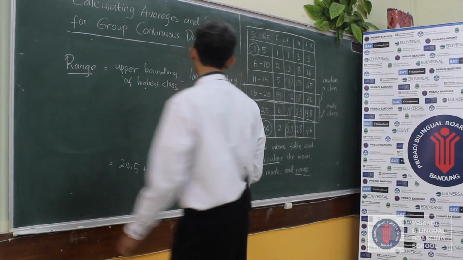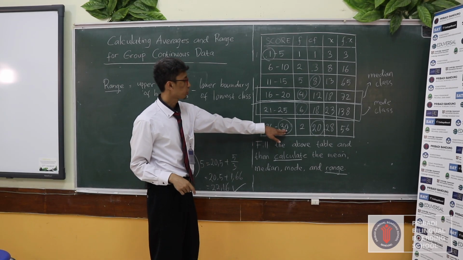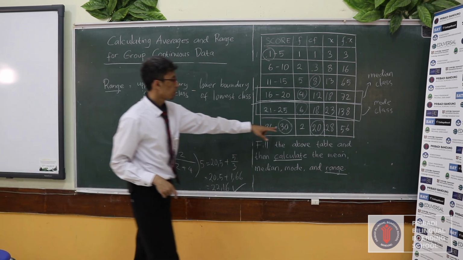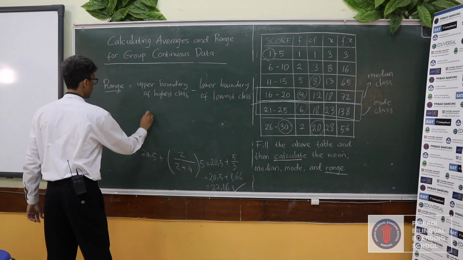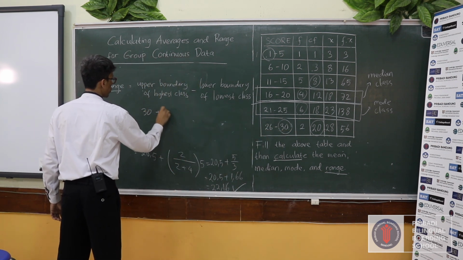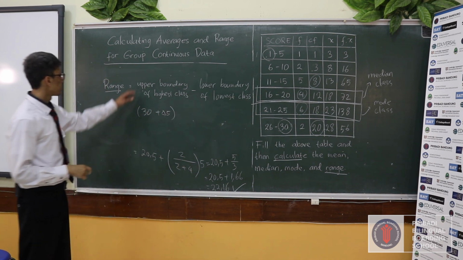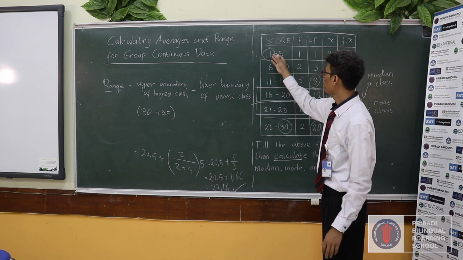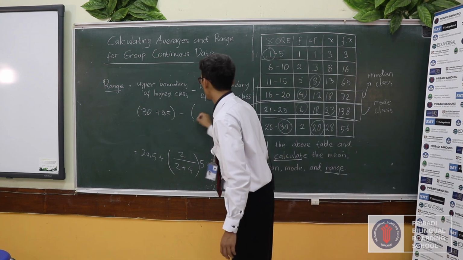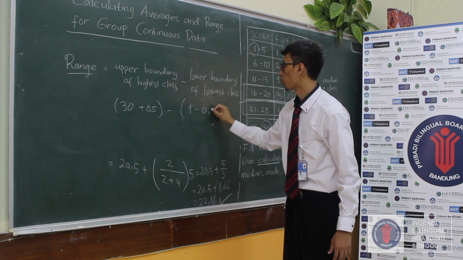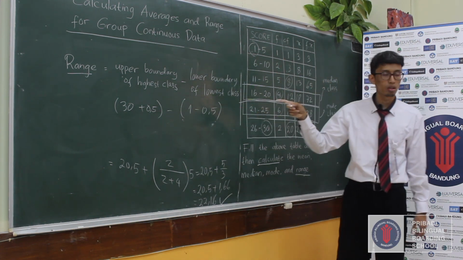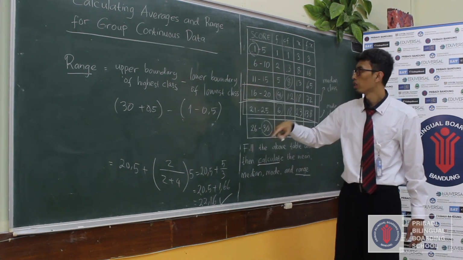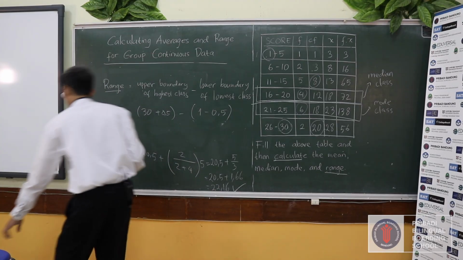Okay, so we just pick 30 here as the upper boundary, but we need to add 0.5. Okay, we got 30 plus 0.5 here to find the upper boundary, and then we are going to find the lower boundary in the lowest class, which is 1. Also, we need 1 minus 0.5. So this is how we do it. This is how to find the lower boundary, like the previous things that we have done.